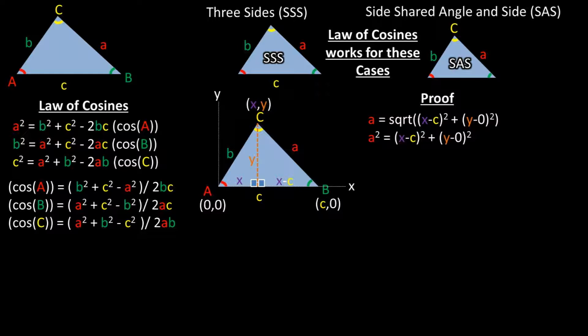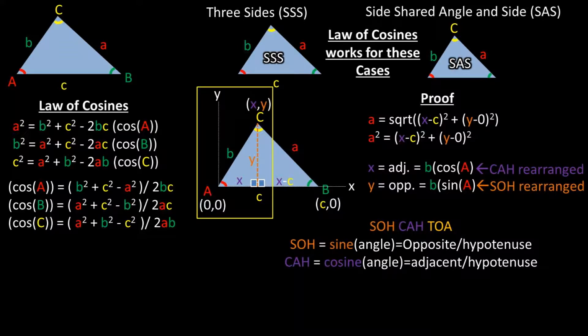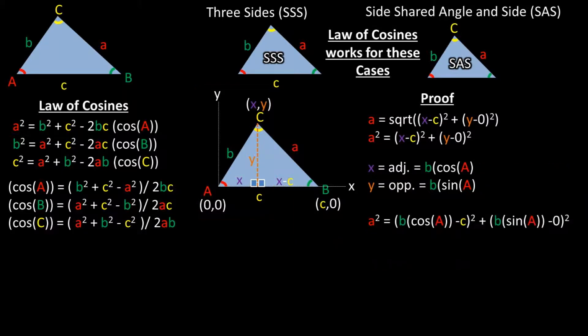(y minus 0) squared. So now we need to find a way to relate x and y to the side lengths and angles of the oblique triangle. We can do this by using the way we solve right triangles, SOHCAHTOA. We will be concentrating on the right triangle left of the perpendicular line, so we can redefine x as the adjacent side and use a rearranged CAH of b times the cosine of angle A. And we can redefine y as the opposite side and use a rearranged SOH of b times the sine of the angle A. Plugging those values into the above equation, we are left with this equation.